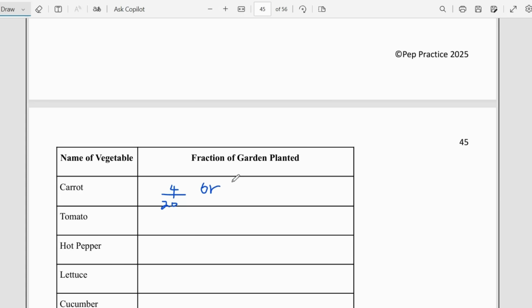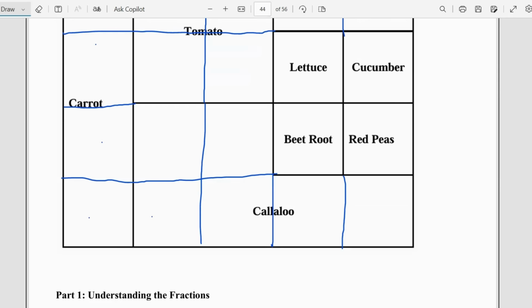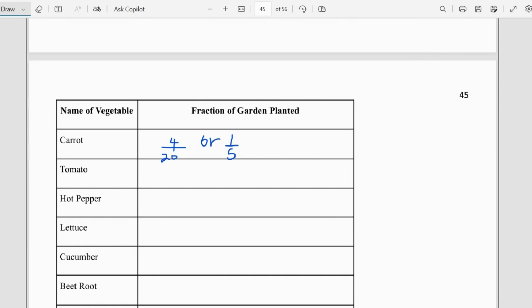It says the lowest terms, so I'm going to just do the lowest terms for the remainder. For tomato is also 4 over 20, which is 1/5. Hot pepper is 2 over 20, and that's 1 over 10. Lettuce is 1 over 20, cucumber 1 over 20. These are the lowest terms. Beetroot is also 1 over 20.